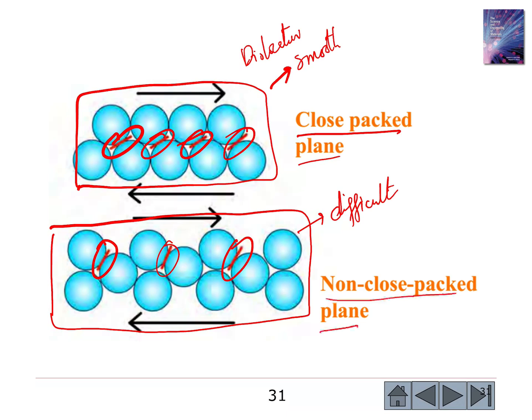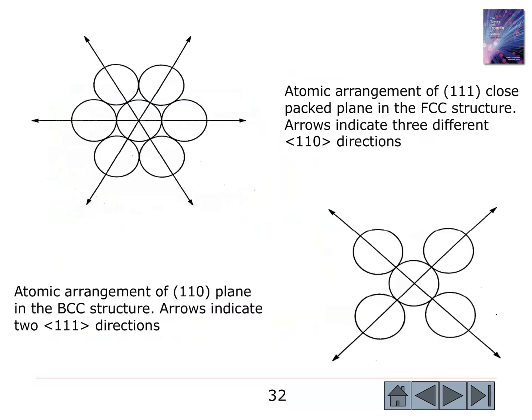So crystal structures having close packed planes will tend to be more ductile because the dislocation can easily be moved around, whereas the crystal structures in which there are no close packed planes, the material will tend to be brittle because the dislocation won't move and the material won't deform, so it will exhibit brittle properties.